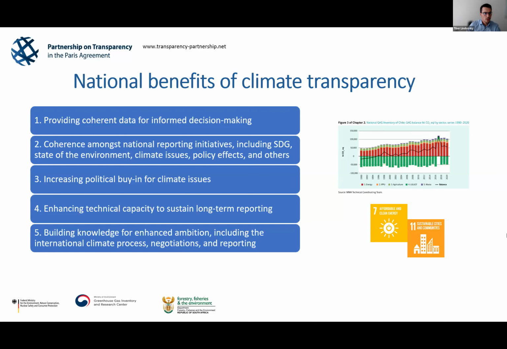Let me move to the fifth one, which is building knowledge for enhanced ambition, including the international climate process, negotiations, and reporting. And in this benefit, we use a couple of examples which clarify how national reports such as the GHG inventories, biennial update reports of developing countries, or national communications can provide very crucial information for countries when they are setting more ambitious climate targets, for example, within the NDC cycles.